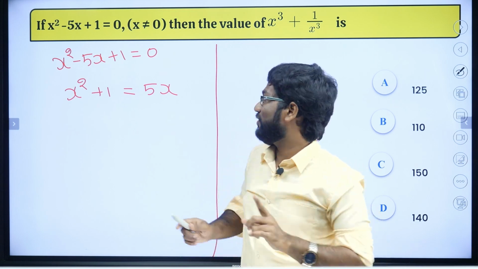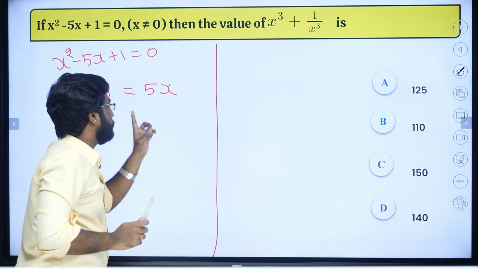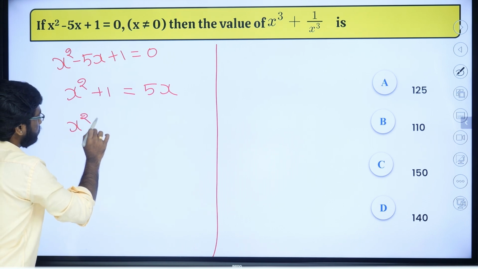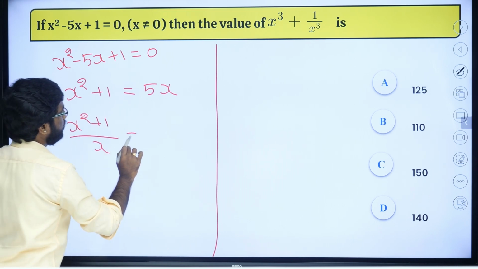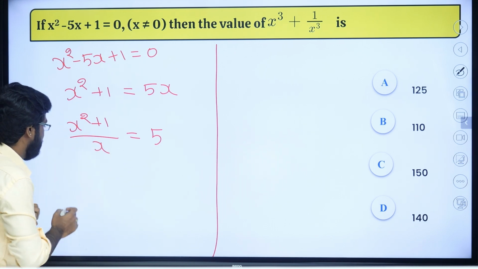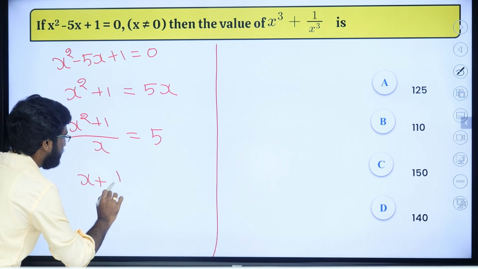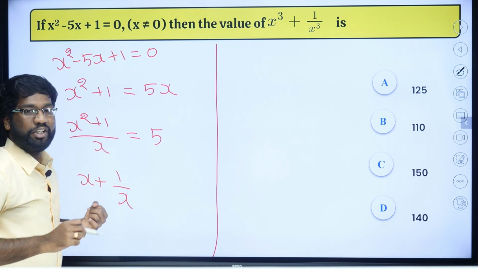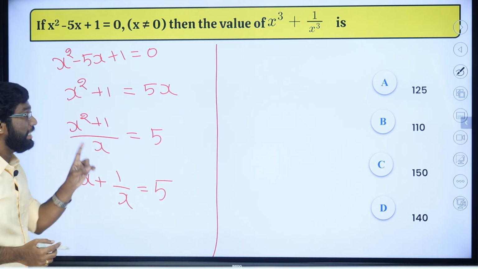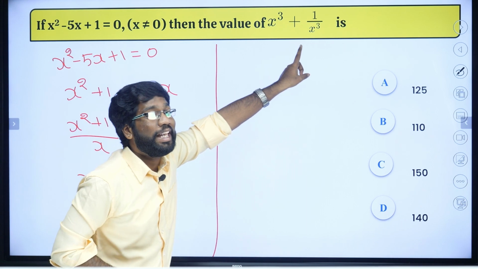I hope you understood it well. Now what I am going to do is divide by x on both sides. Now I can convert this into x plus 1 by x equals 5, my dear students. That's all. Now I got that x plus 1 by x format.